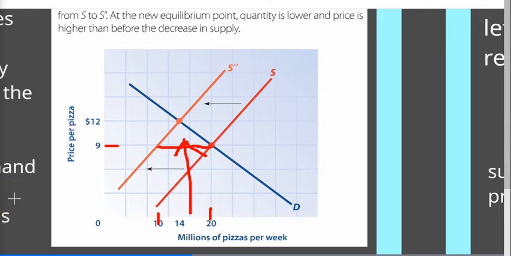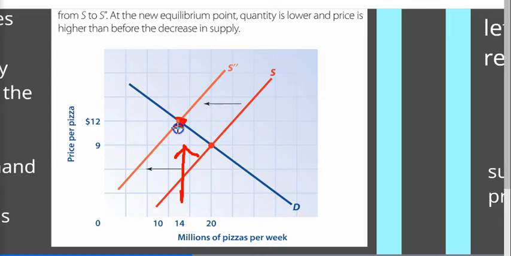As the price rises, quantity supplied increases. Let's erase that. Let's rewind. I'm not sure what happened there. I apologize. So as the price rises, quantity supplied increases along the new supply curve, and quantity demanded decreases along the existing demand curve until a new equilibrium point is reached.